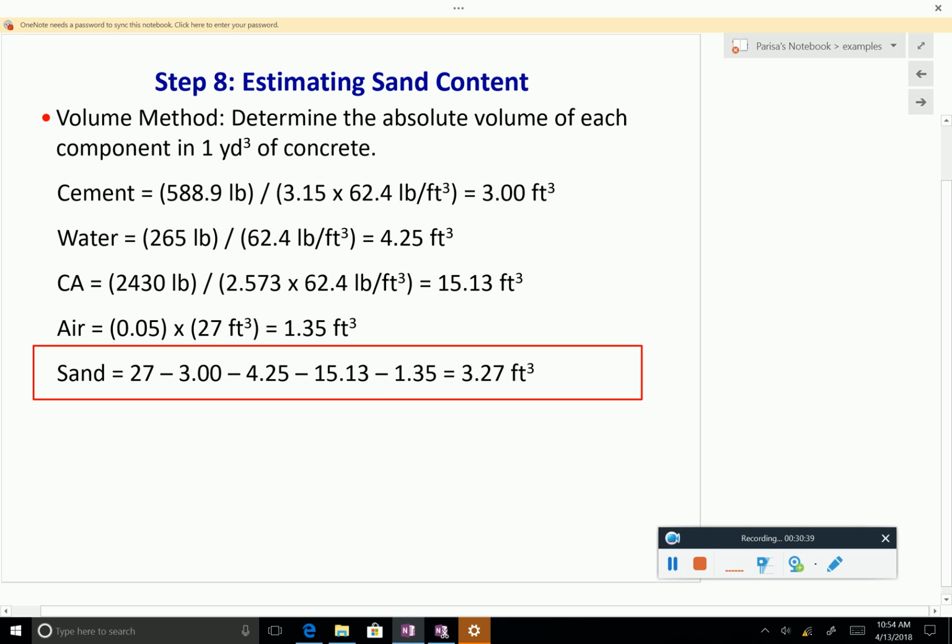So in 1 cubic feet, in one cubic yard, if you take everything else away, then how much is left? If you calculate these and they are more than 27 something, you say it's wrong. So check your calculation. It shouldn't be.